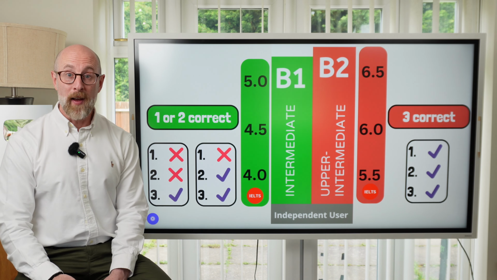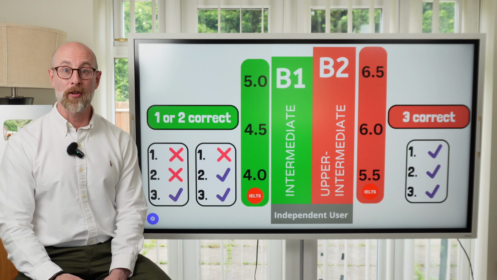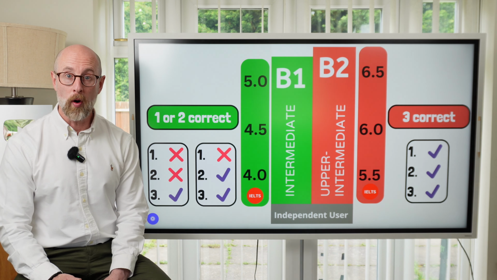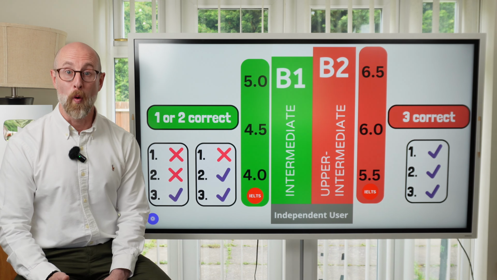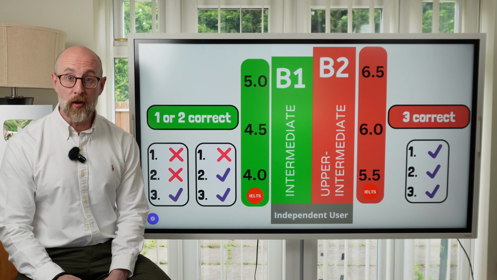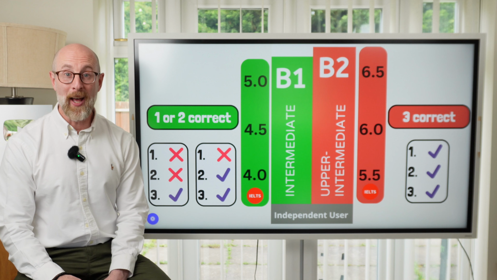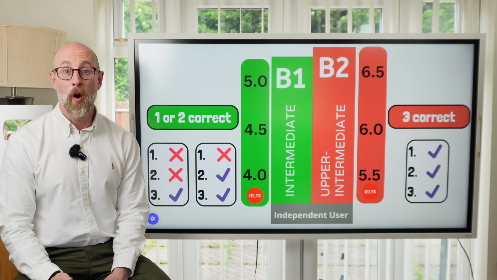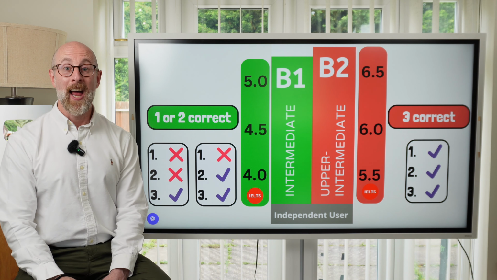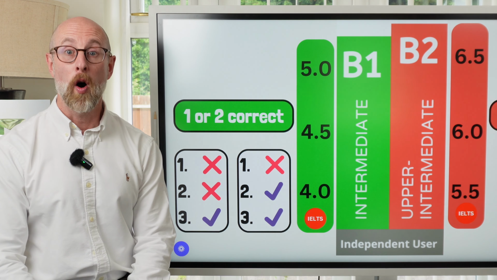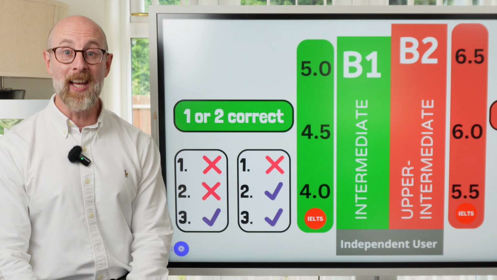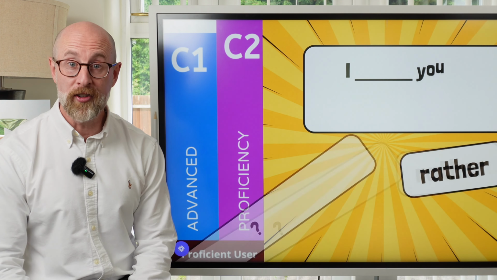So again, if you got 1 or 2 answers correct, your IELTS band is likely 4, 4.5 or 5. And if you got all 3 questions correct, your IELTS band for grammatical accuracy is likely to be 5.5, 6 or 6.5. Okay, let's move on now to the last set of 3 questions to see if your grammatical accuracy is at C1 or C2 level.